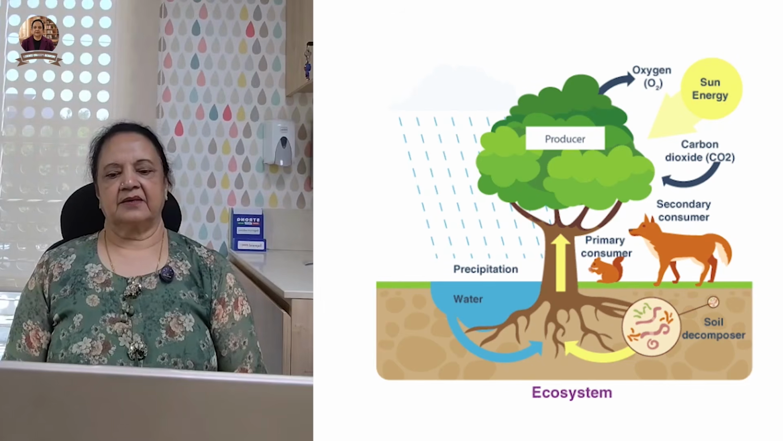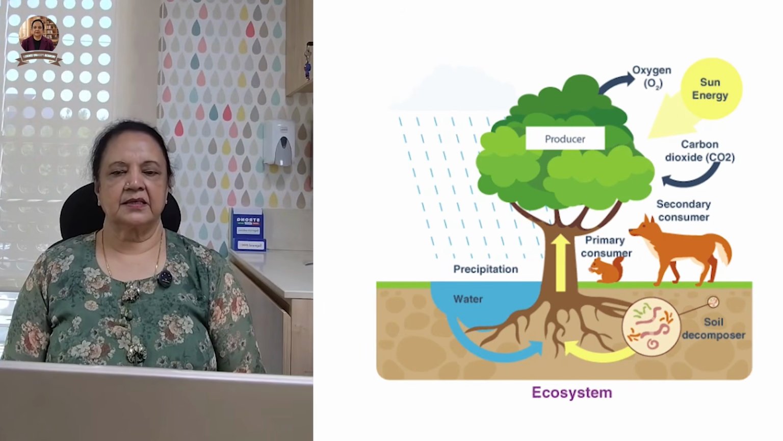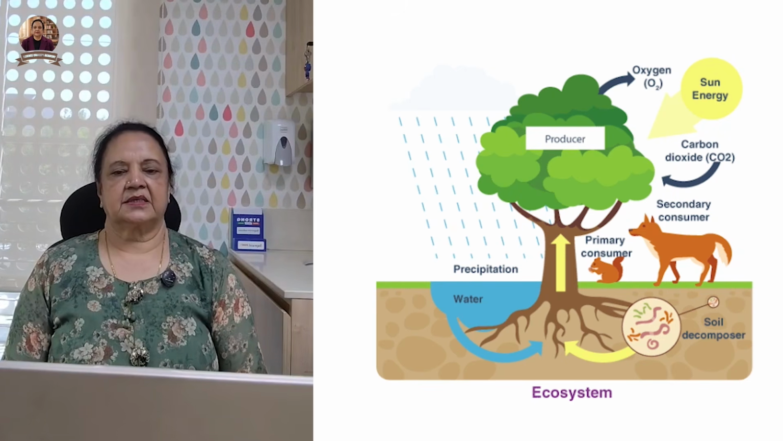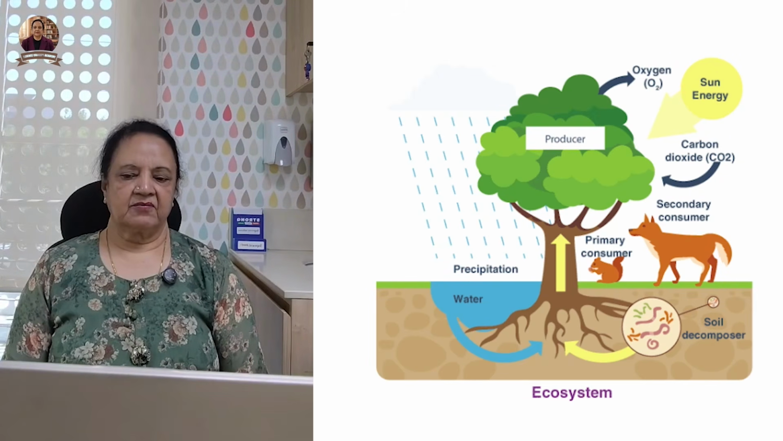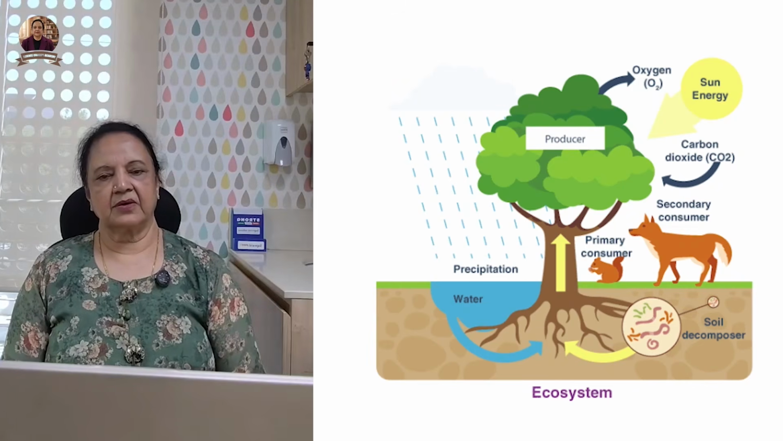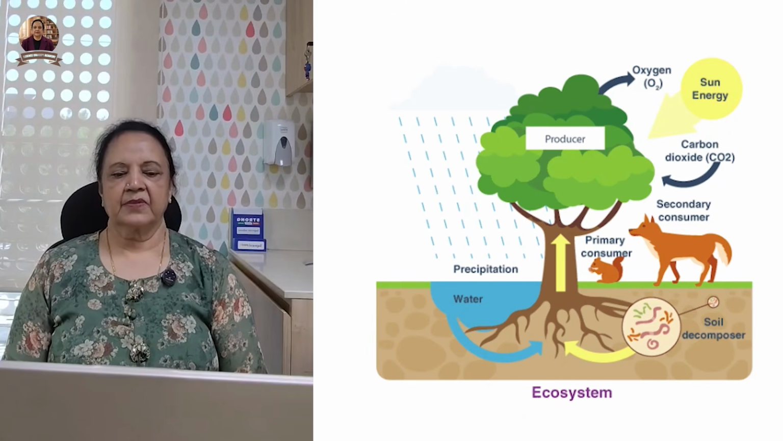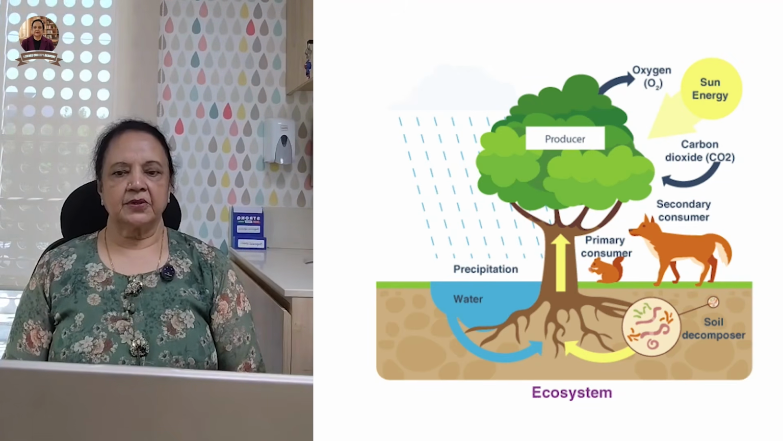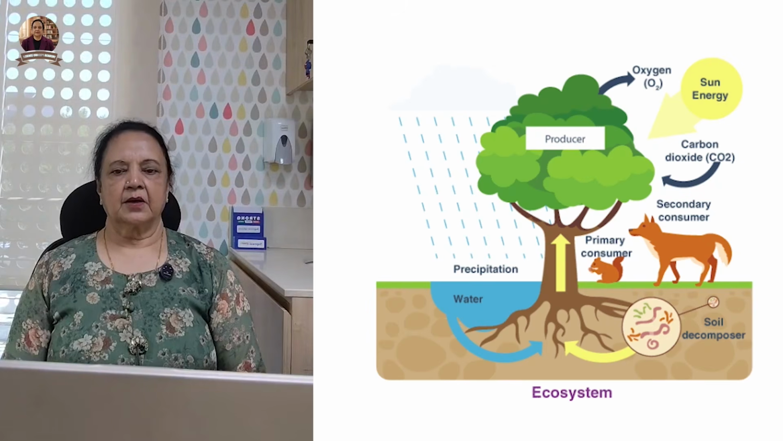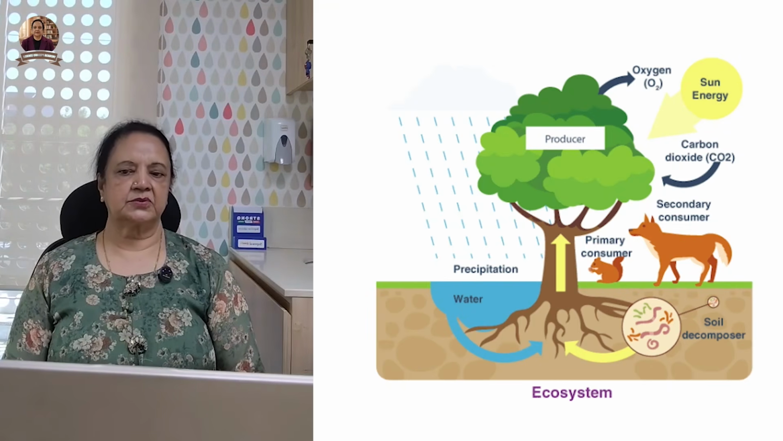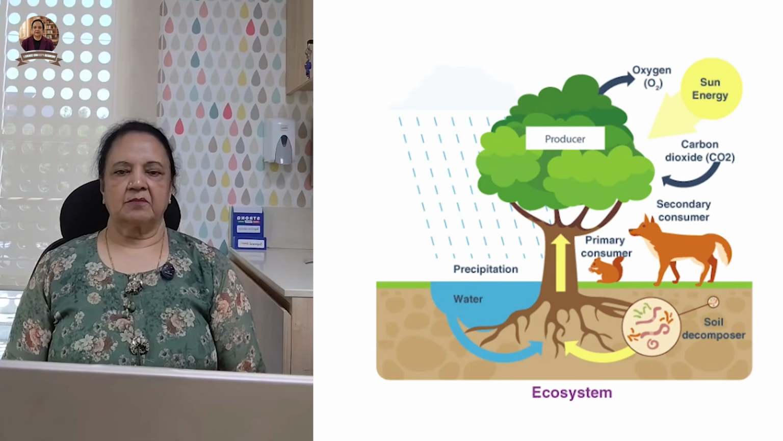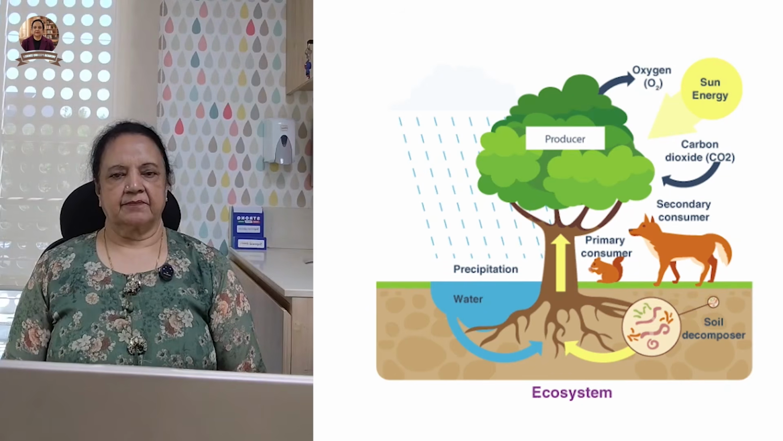Chemical factors like the availability of essential inorganic substances like carbon, nitrogen, phosphorus, oxygen, water, and various minerals. Biotic components, the living ones, include all living organisms, which are classified on the basis of their mode of nutrition into producers, autotrophs, organisms like green plants and algae that can produce their own food through photosynthesis. They form the basis of any ecosystem.